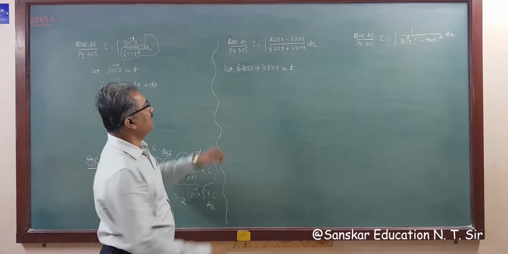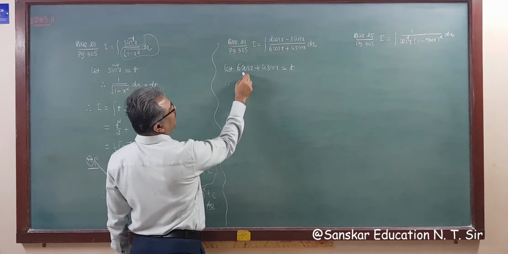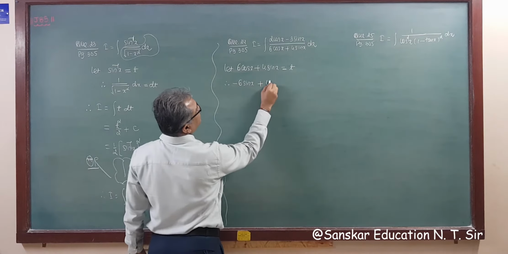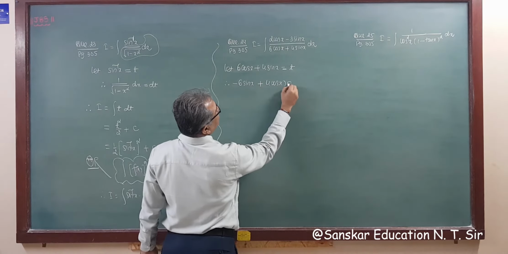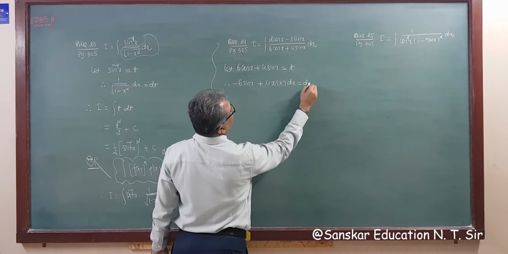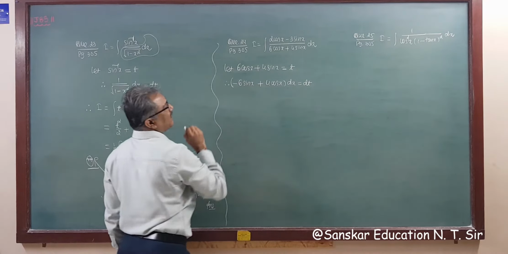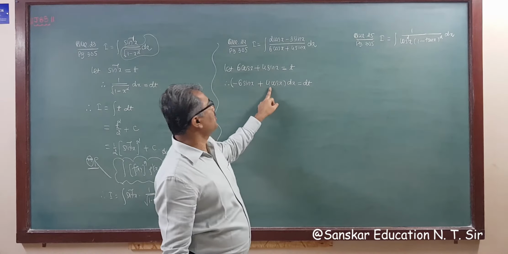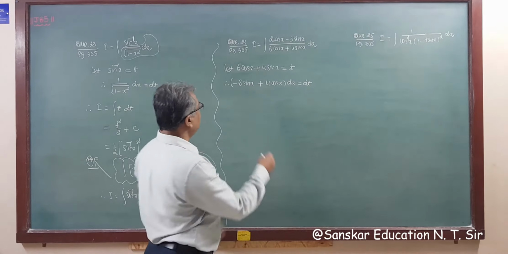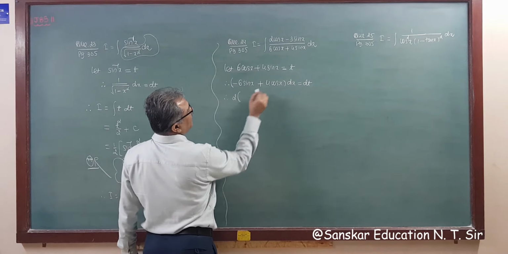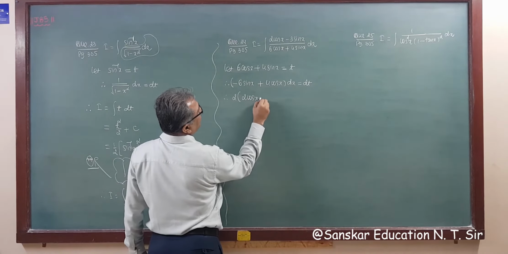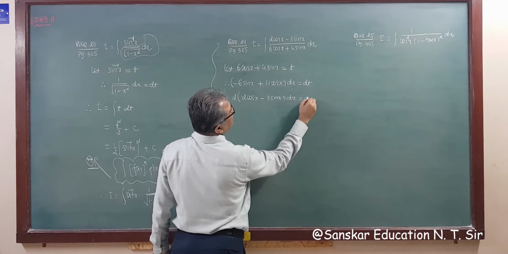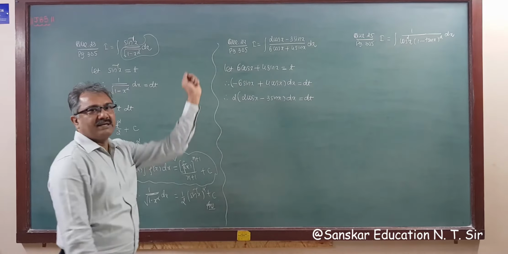So derivative of this: 6 is constant and derivative of cos x is minus sin x. So minus 6 sin x plus 4 cos x dx is equal to dt. This is your answer. Now we have in numerator 2 cos x, means we have to take 2 common, and already 2 common is here. So taking 2 common, we get 2 cos x minus 3 sin x dx is equal to dt.